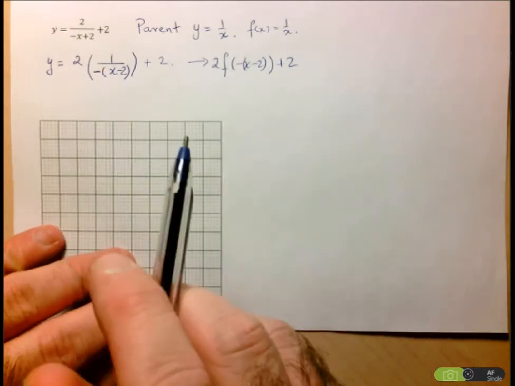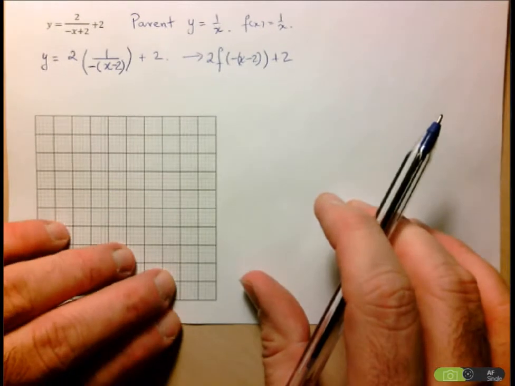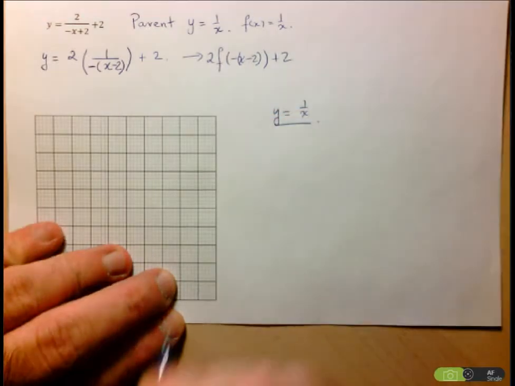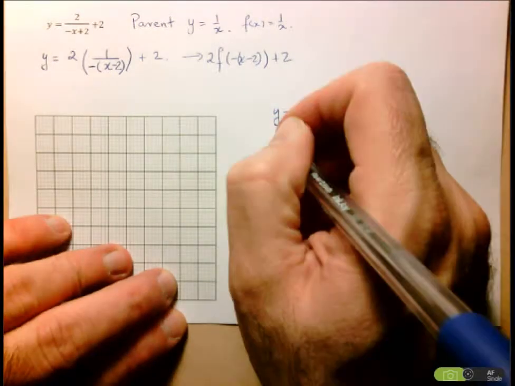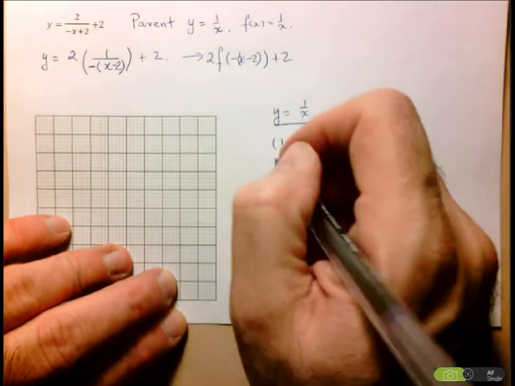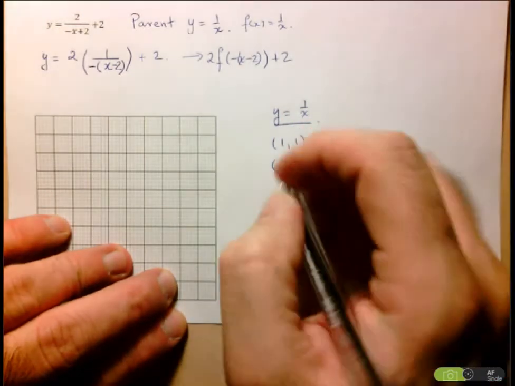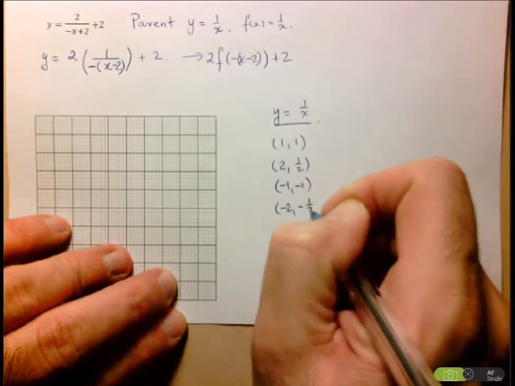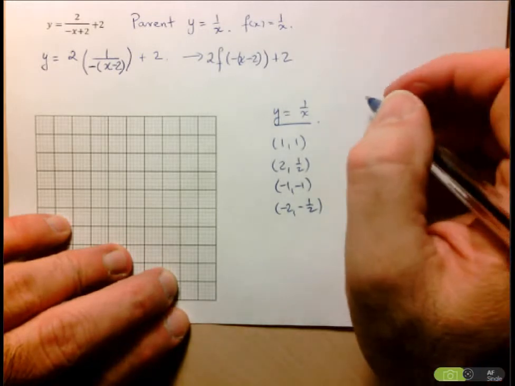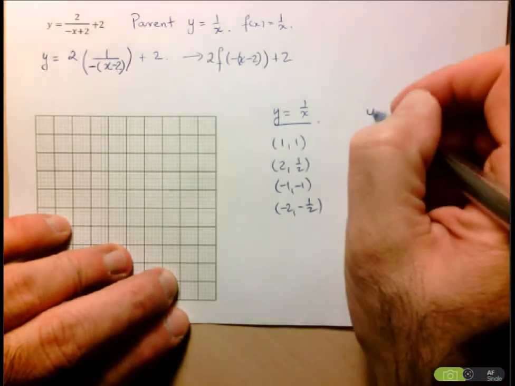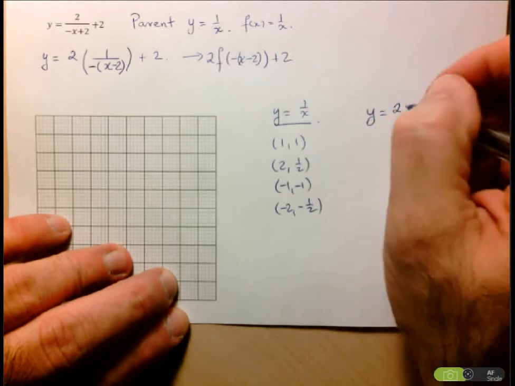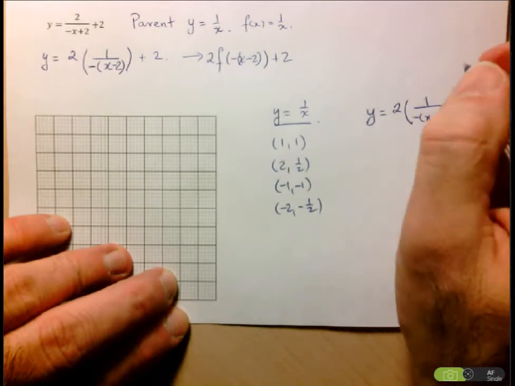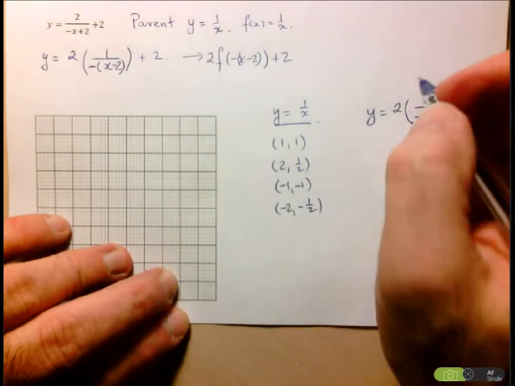Now let's go to actually doing the transformation. For our parent function 1 over x, we've chosen 4 basic points. We use 1, 1. Then we'll use 2, 1 half. Then we'll use negative 1, negative 1, and then negative 2, negative 1 half. Now let's perform our transformations. Now we're going to our transformed function, and I'm going to perform this all in one step now that we've established how each of these numbers affects the parent function.